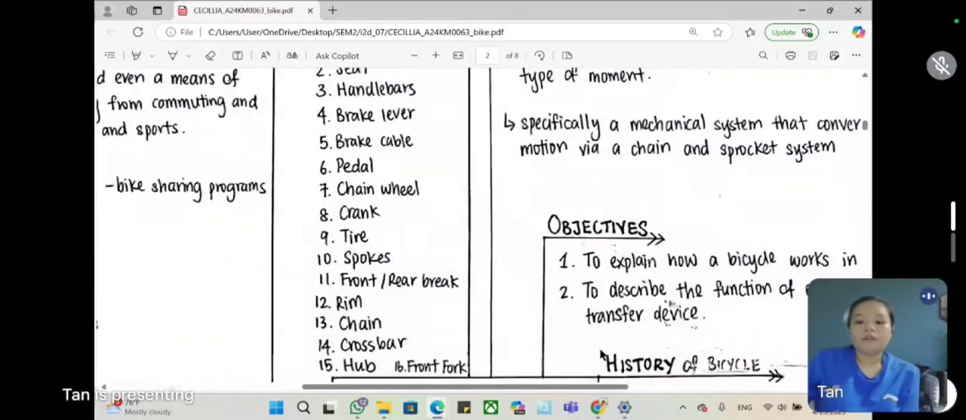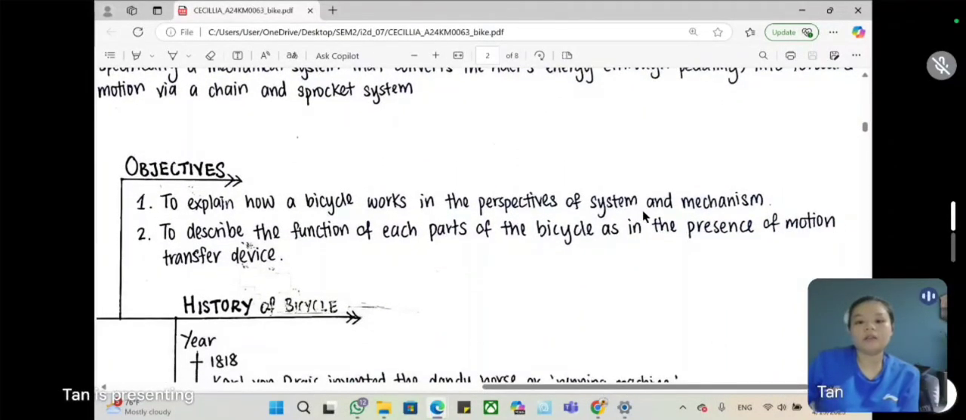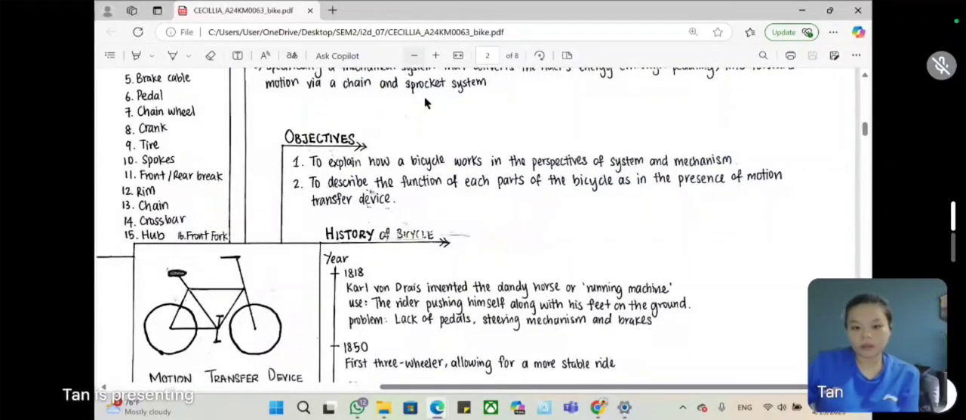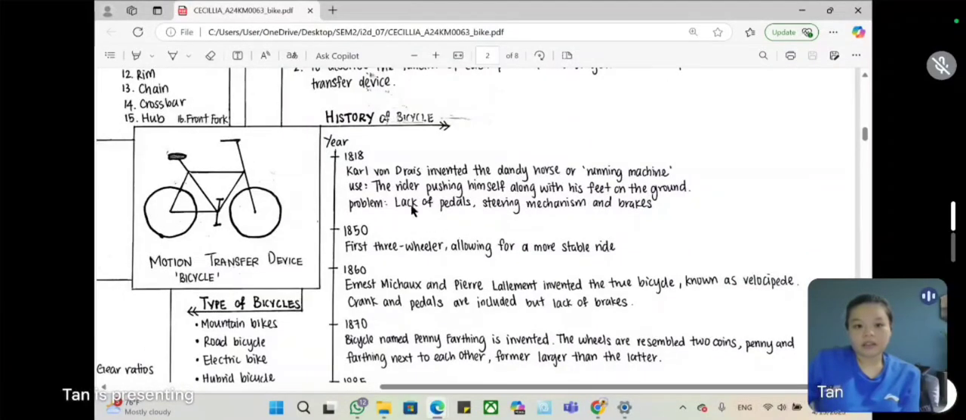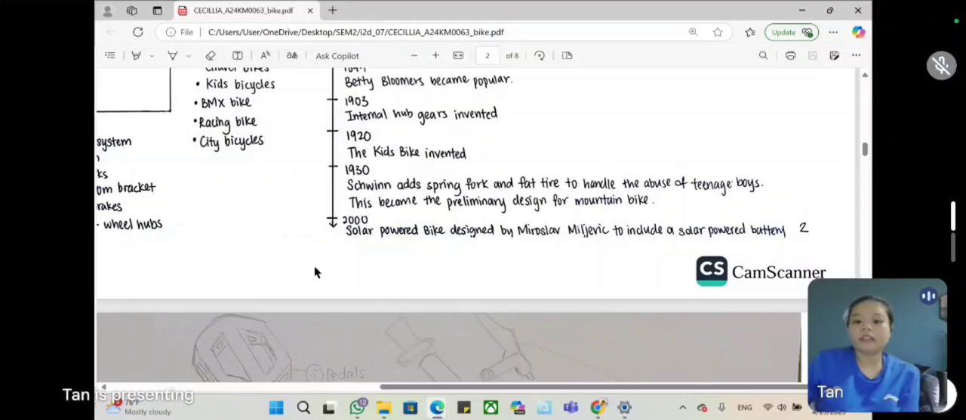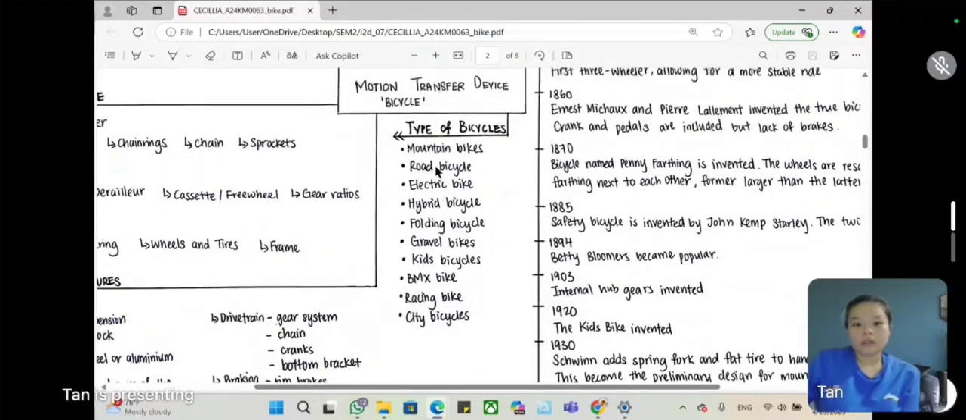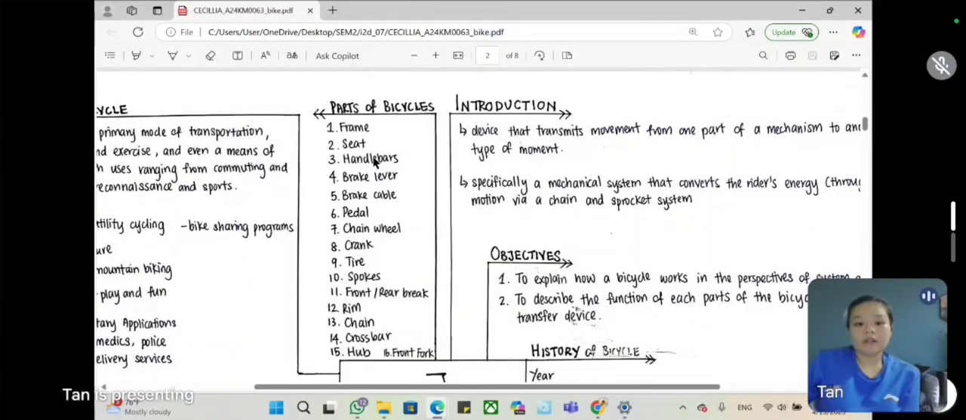So the objectives for this topic are to explain how a bicycle works from the perspectives of system and mechanism, and also to describe the function of each part of the bicycle as a motion transfer device. For the history of the bicycle, it starts from 1818 to 2001 and continues. There are a lot of types of bicycles, such as mountain bikes, road bicycles, electric bikes, etc. And there are in total 16 parts of a bicycle.